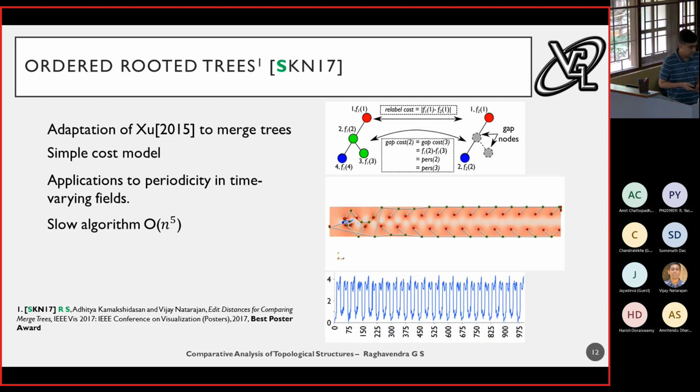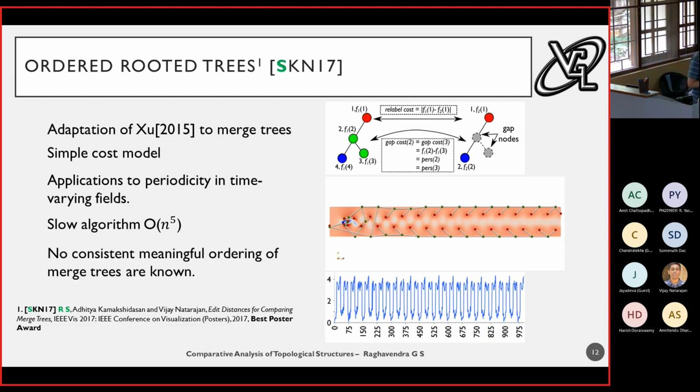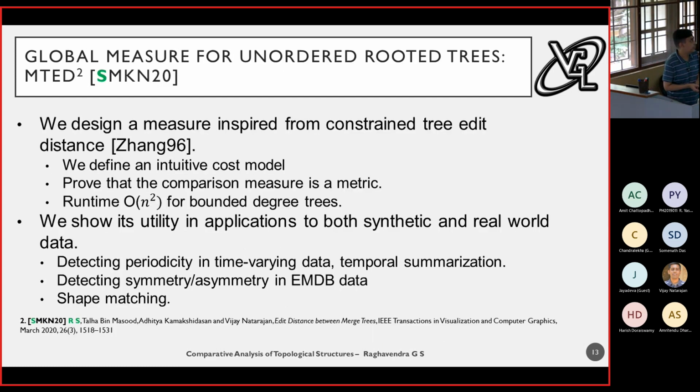The disadvantage of this contribution is that the algorithm is very slow. It's in the order of n to the power of 5. And one more assumption which we have made is that there is an ordering in the merge trees, but as far as we know, there is no consistent or meaningful ordering which can be imposed on merge trees. So to overcome these disadvantages, we consider the unordered merge tree edit distance, which is inspired by the constrained tree edit distance by Zhang. Here we define a cost model. We prove that our comparison measure is a metric. The runtime is reduced to the order of n squared, and we show a lot of applications.